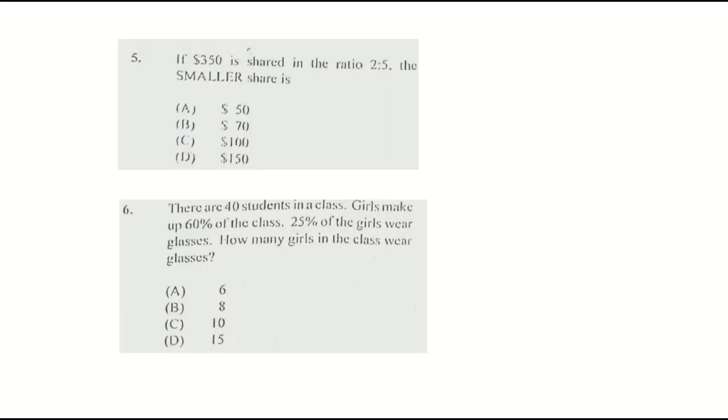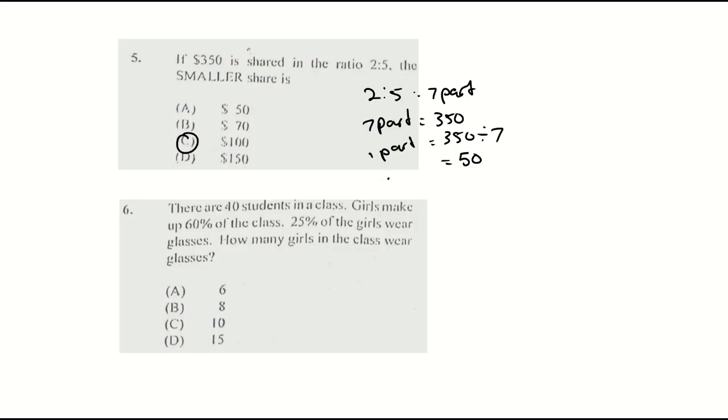Right? This question, the last time we did it, they asked for the larger share. Now they're asking for the smaller share. So you do need to read the question carefully. If 350 is shared in a ratio 2 to 5, we know 2 plus 5 is 7 parts, right? So 7 parts is equal to 350. For 1 part, that would be 350 divided by 7, which is 50. Then they want the smaller share, which is 2 parts, so 50 times 2 is 100.